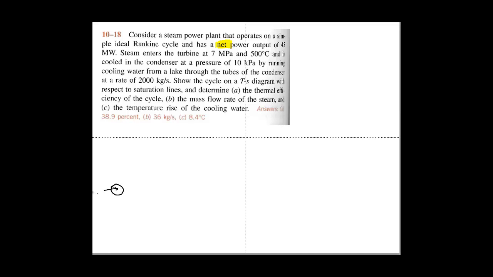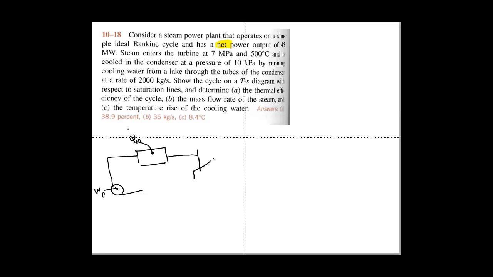So we are asked to get the thermal efficiency of the cycle, the mass flow rate of the steam, and the temperature rise of the cooling water. So similar to what we did in the last video, we are starting with our diagram, trying to put as much information as we can.